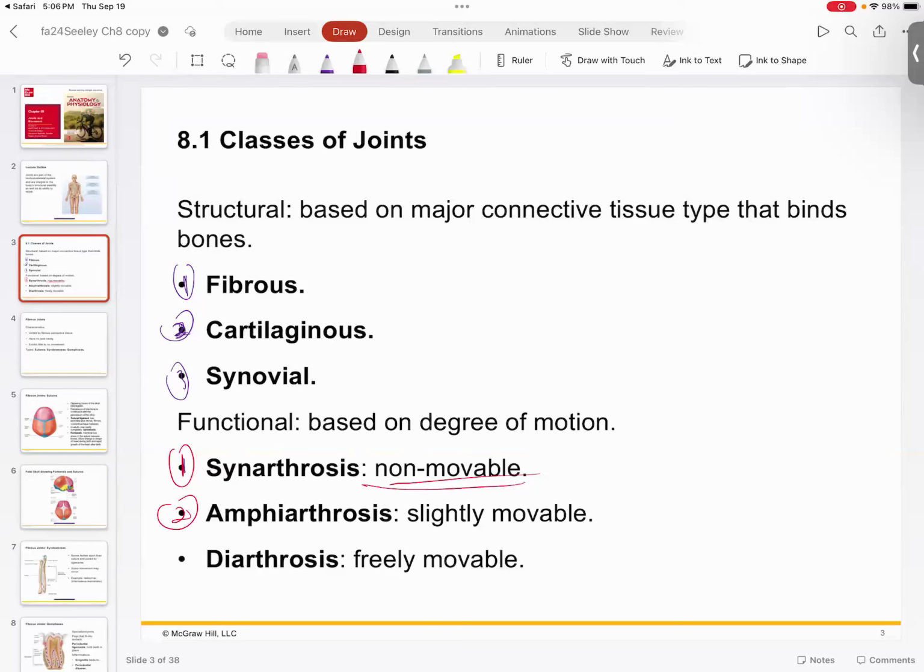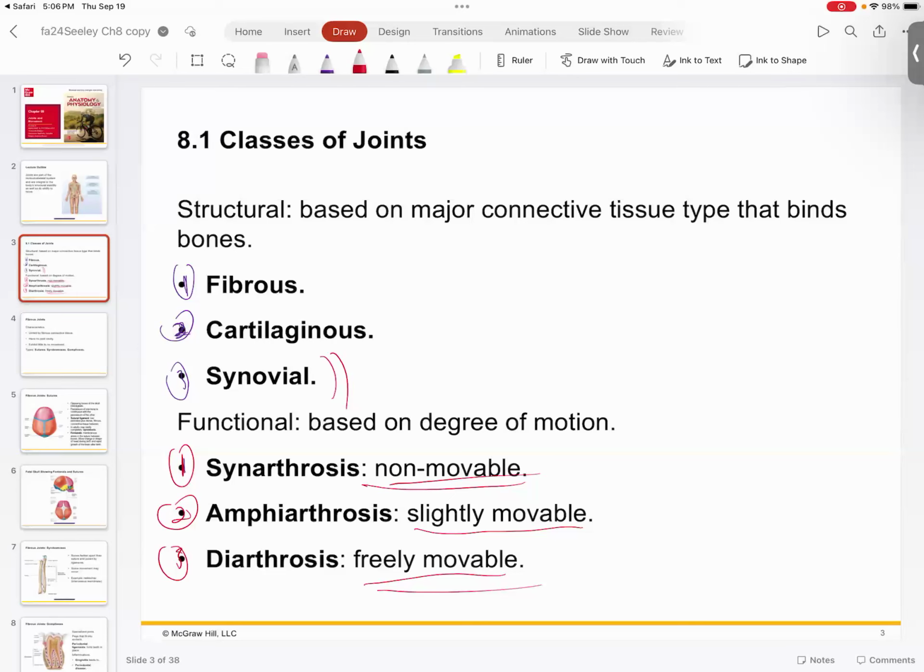You have an amphiarthrosis, which moves a little bit, but it's not something that you're going to be deploying in order to get good range of motion. And then, of course, the diarthrosis, which are the freely movable ones. And so, typically speaking, when we work with most joints, what we're usually working with are diarthrotic synovial joints.